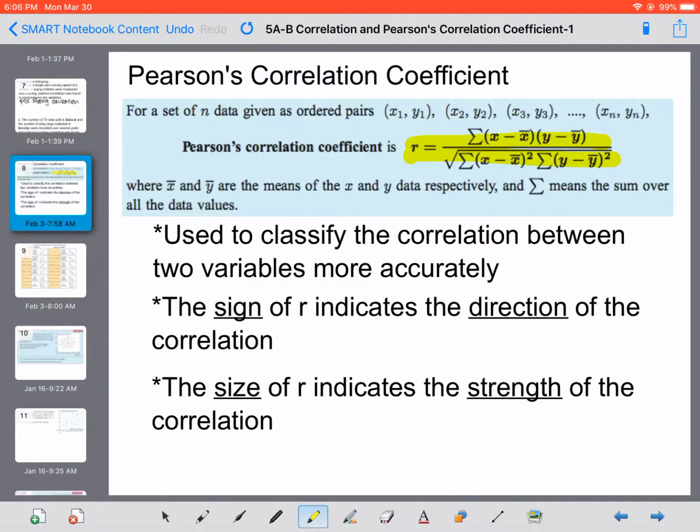I will also post on my website how to use your graphing calculator to find the R value as well. So please be on the lookout for that too.